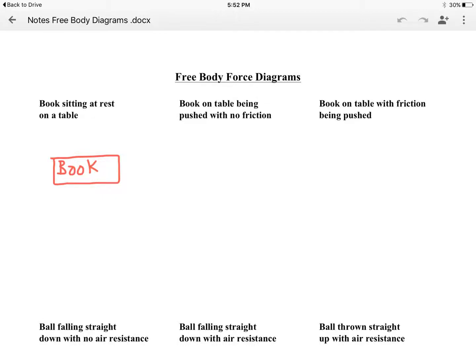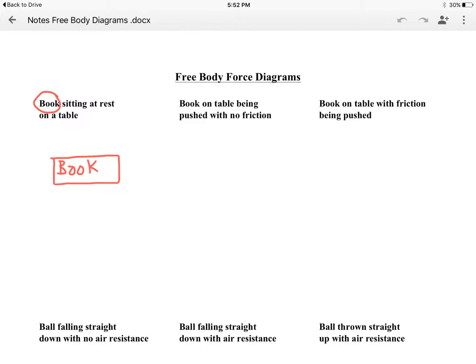Free body force diagrams. So they're pretty much exactly what it says. When we say free body, we're talking about an object that's by itself, free of anything else. In this first case, I have a book sitting at rest on a table. We're most interested in the book. We don't care about the table, so we're not going to draw the table. Just draw the book. Just draw one thing at a time.